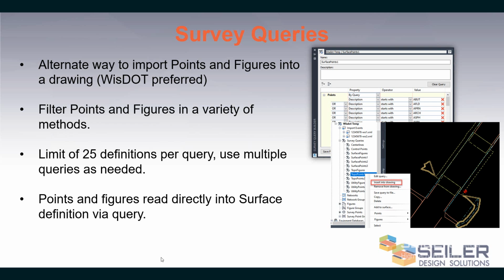Points or figures are read directly into the survey surface definition as well via query. So as we go into surface, when we finally make our Civil 3D surface, when you go into your definitions, you'll notice there's 2 places at the bottom for survey point query and survey figure query. So queries can also be used to directly plug points and survey figures directly into a surface without having to load them via point group or by selecting them in the drawing.